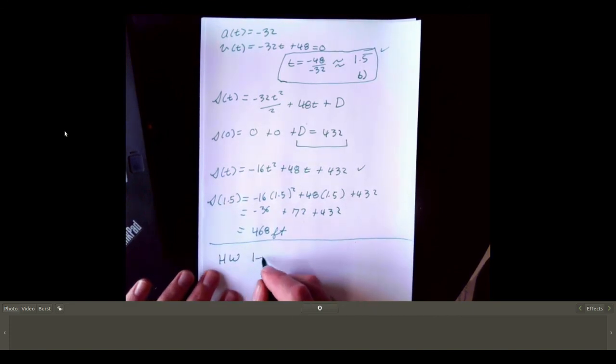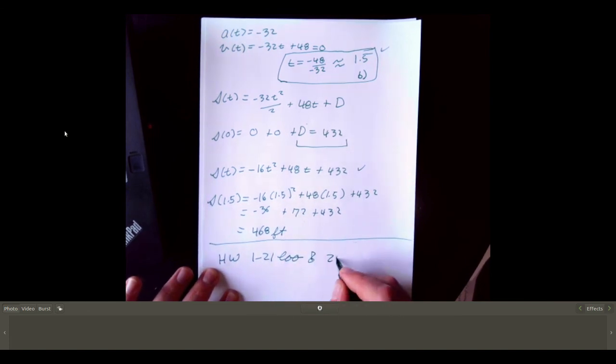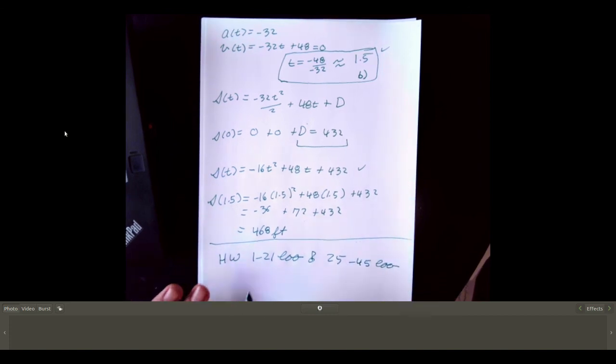For homework, go off and do 1 through 21 every other odd, and 25 through 45 every other odd. This wraps up the Chapter 4 material. We will have our Chapter 4 test this weekend.